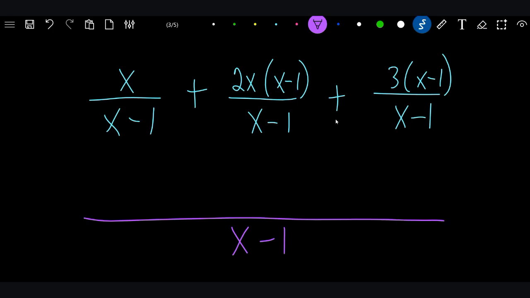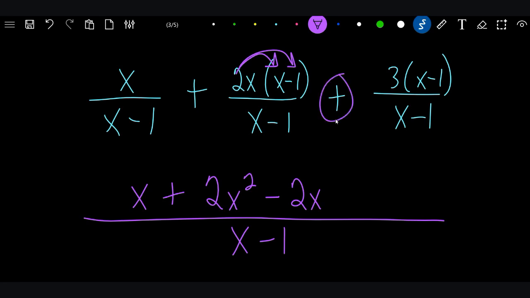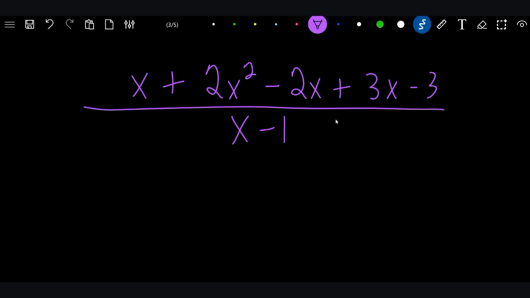How are we going to do that? Well, let's just write all of this stuff here at the top with the plus signs. X plus. Now we can distribute that. 2x times x is 2x squared. 2x times negative 1 is negative 2x. Plus 3 times x is 3x. 3 times negative 1 is negative 3. All right, so there's our new fraction with all of that kind of compressed down into one fraction.